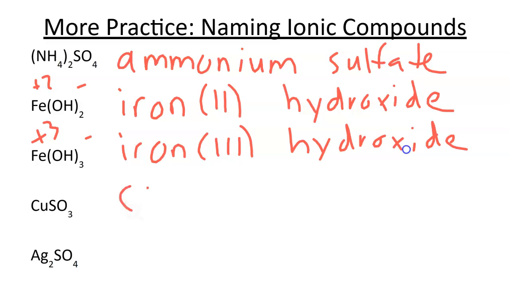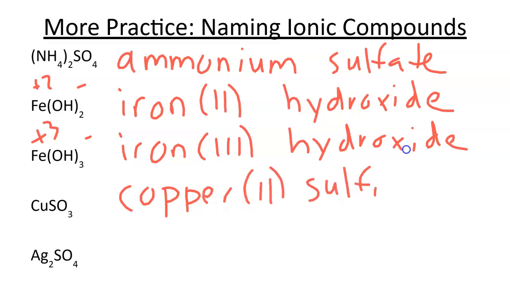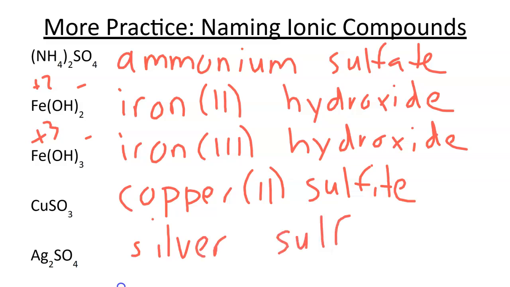This one is copper 2 sulfide. Since sulfide is a -2 ion, copper must be +2 charge. This one, since silver is a transition metal, but it only takes on 1 possible charge, is just silver sulfate. You don't need the Roman numeral here, because silver only takes on 1 possible charge.